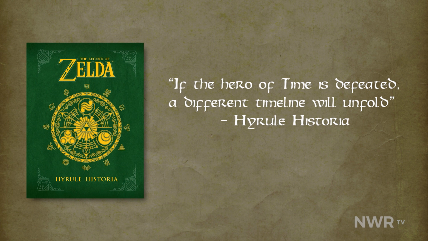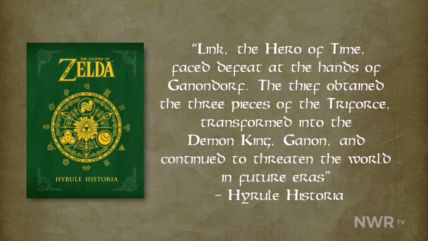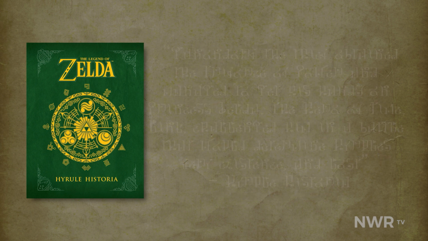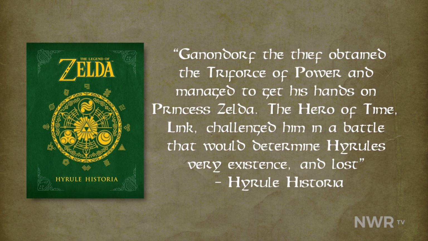The third and final description of this timeline occurs, as one would expect, at the start of the Fallen Hero timeline. This one is the longest and contains the most detail, saying, Link, the Hero of Time, faced defeat at the hands of Ganondorf. The thief obtained the 3 pieces of the Triforce, transformed into the Demon King Ganon, and continued to threaten the world in future eras. A little farther down the page, it rephrases these same events, saying, Ganondorf the Thief obtained the Triforce of Power and managed to get his hands on Princess Zelda. The Hero of Time, Link, challenged him in a battle that would determine Hyrule's very existence, and lost.